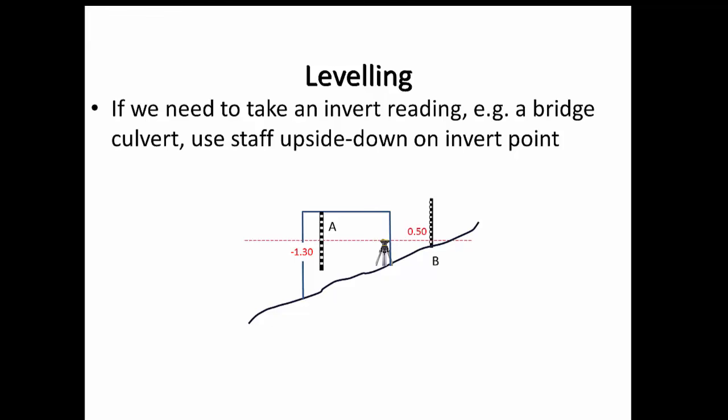So, another example. If we need to take an inverted reading, for example, a bridge culvert, we can use the staff upside down on the inverted point to take the reading. You have to book the staff reading as negative in this instance. So here you can see we've got a ground level B on the right hand side, and we're taking an invert reading, looking at the underside of this bridge structure as A. So the level is turned upside down, the bottom of the staff is placed on the top of the bridge, and we book that reading as negative.